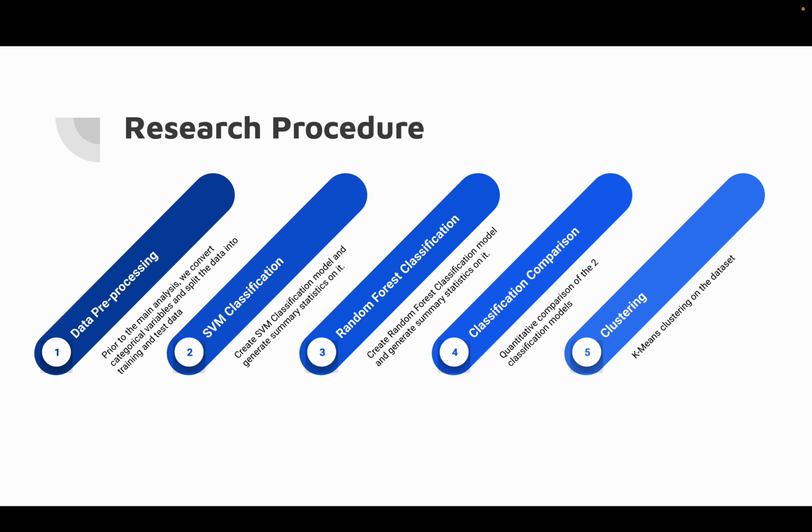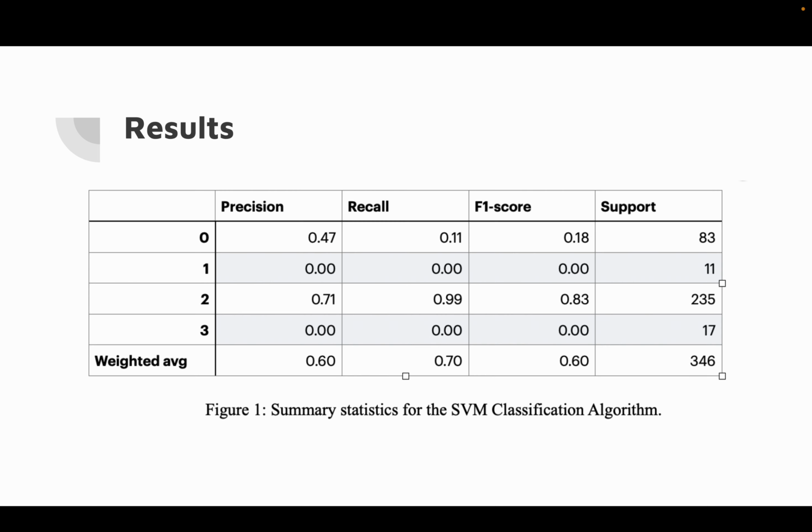Then we will also create the random forest classification model and generate some summary statistics on it as well. Then we will be quantitatively comparing these two classification models in step 4. And finally, we will use some k-means clustering on this data set to generate 4 different types of clusters. So let's go ahead and jump into the results.